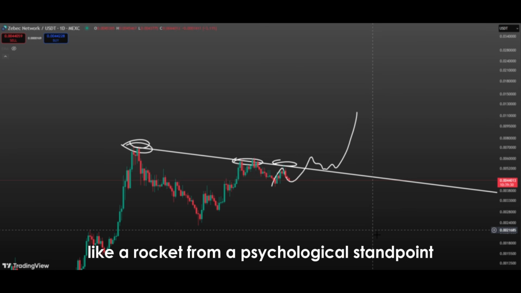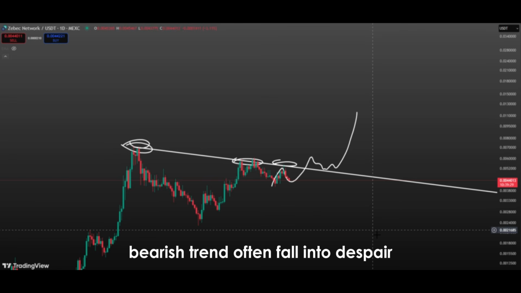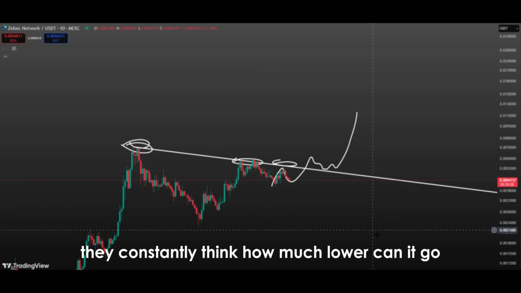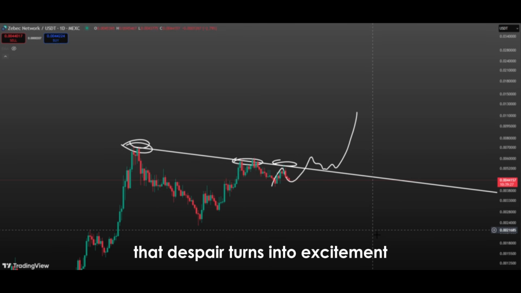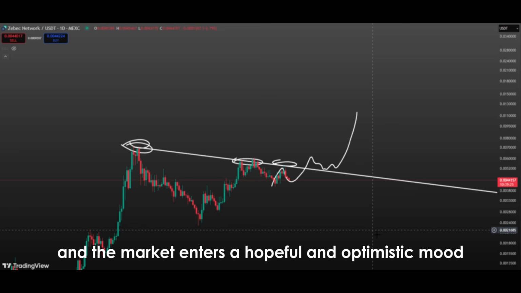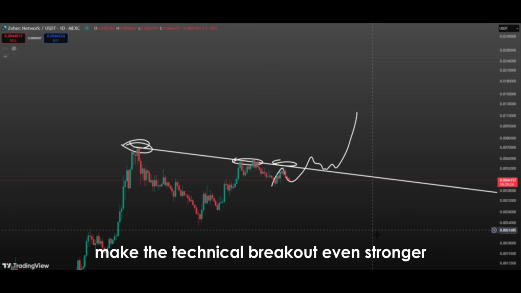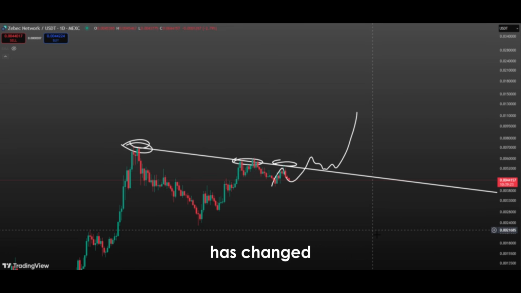From a psychological standpoint, the breakout is also very significant, because investors stuck in a long bearish trend often fall into despair. Since every new high is lower than the previous one, they constantly think, how much lower can it go? But when the price suddenly breaks above the trend line, that despair turns into excitement. Investors regain lost confidence, and the market enters a hopeful and optimistic mood again. These psychological shifts make the technical breakout even stronger, because the overall sentiment of the market has changed.